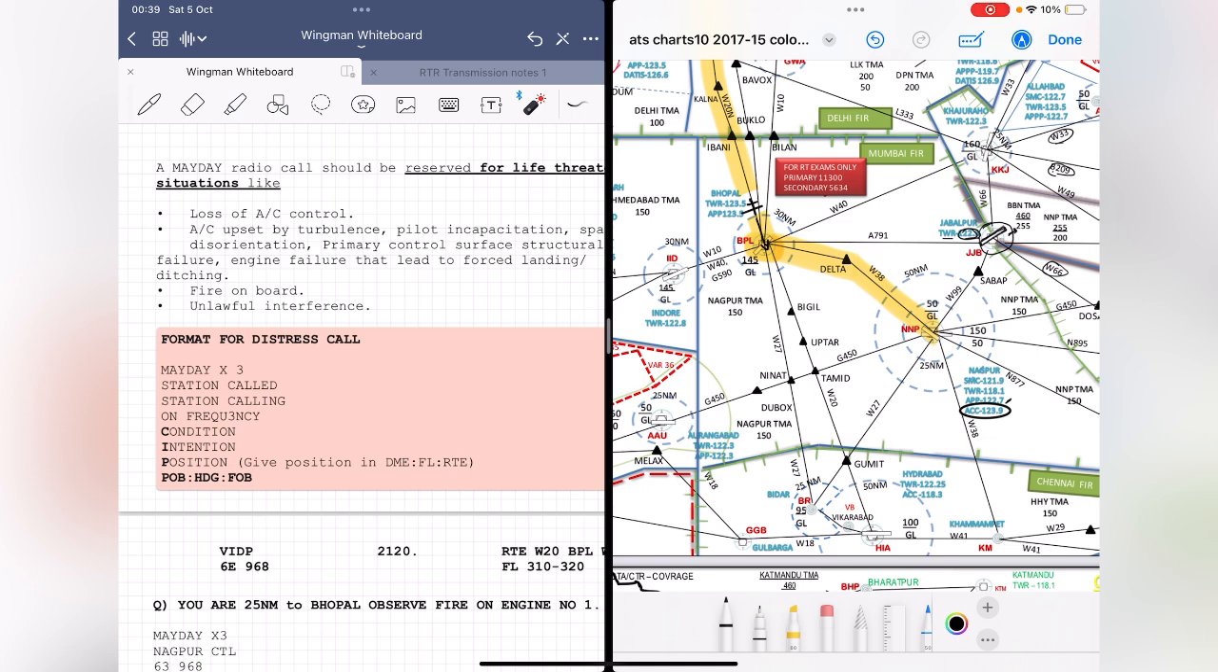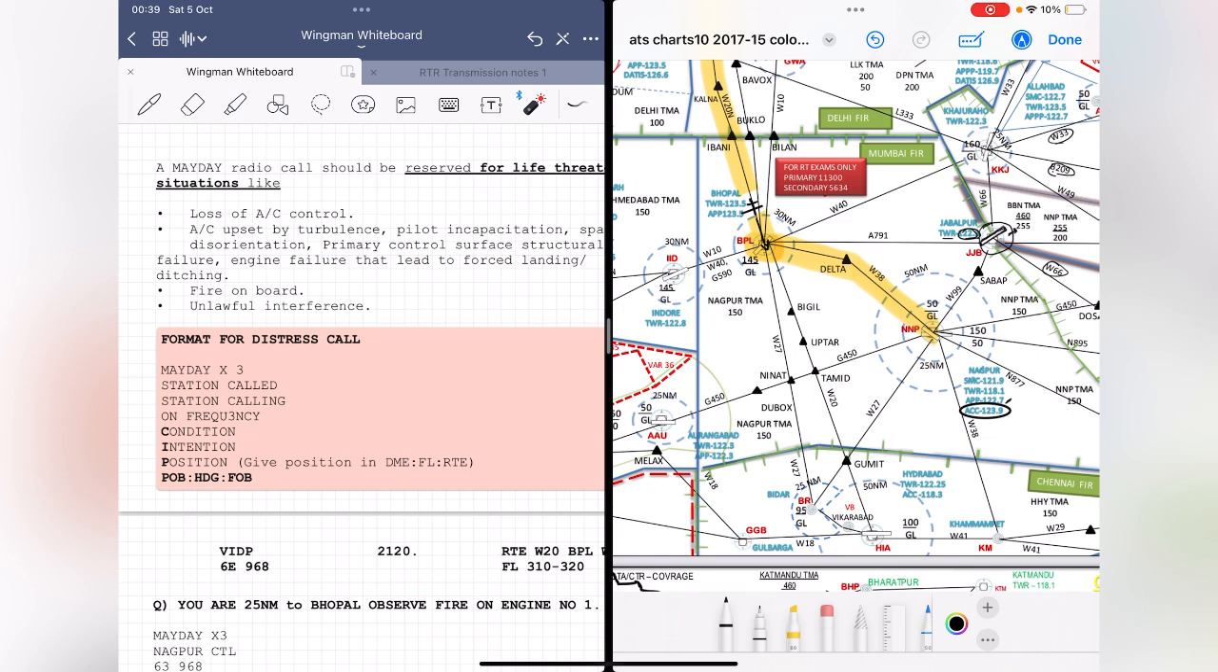The ATC has a tally of the number of people on board. They also know your last heading, so that they know where to look for you. You also declare how much fuel you have on board, so that the ATC knows how much time you would have been in the air and what radius you would be in. These are very common sense things. So let's come back again.